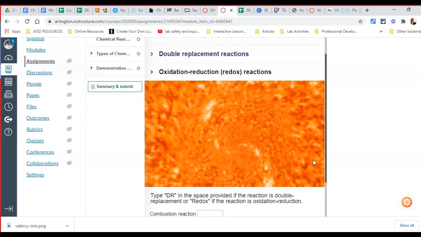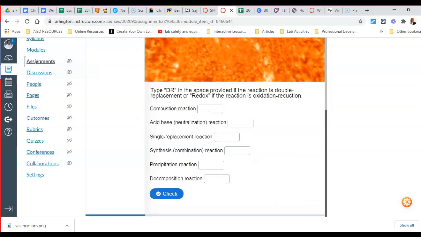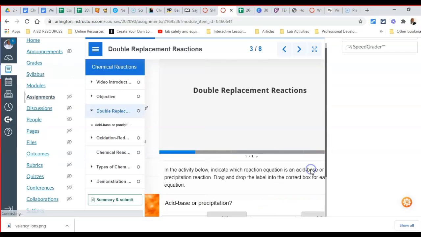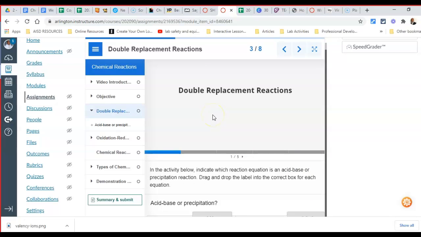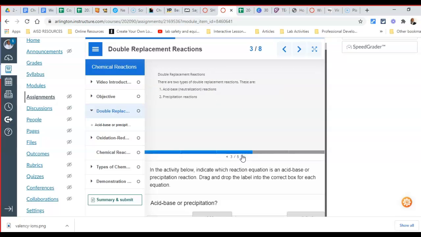Now, I'm not going to go through each screen. I just want to do this brief introduction. Then after this, the next part is going through each of the types of reaction. Here you have your double replacement reactions. We're going to look at what it is, and then also look at the 2 types of double replacement reactions.